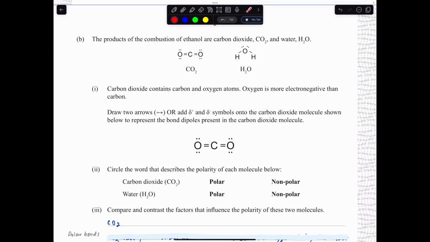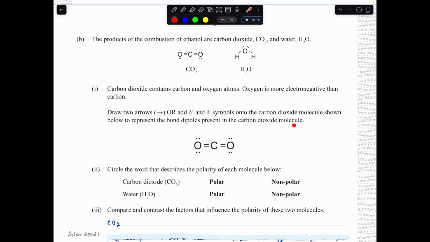The products of combustion of ethanol are carbon dioxide and water. This is carbon dioxide, this is water. Carbon dioxide contains carbon and oxygen atoms. Oxygen is more electronegative than carbon. Draw 2 arrows or add dipole symbols onto the carbon dioxide molecule shown below to represent the bond dipoles present in the carbon dioxide molecule.